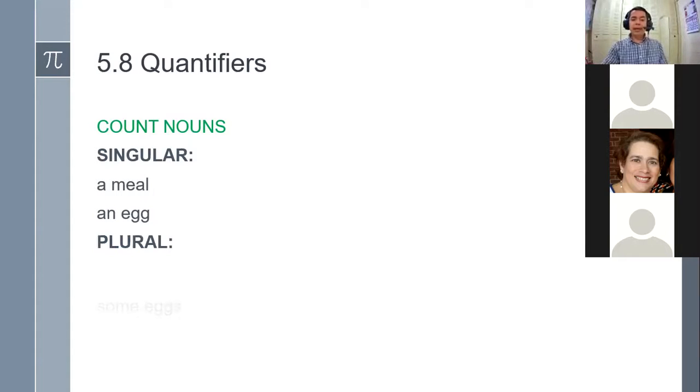Plural, for example, we have some eggs, a few potatoes. So again, countable nouns are singular and plural, are separable, and they have a form, right? I mean, we can count them. One, two, three, four, five, six, seven, et cetera. Now, we have here many cars too. Many cars. It's plural, right?